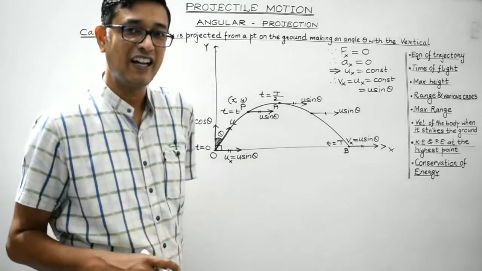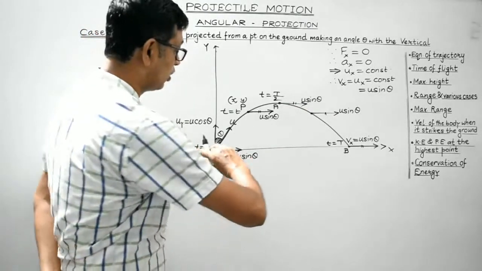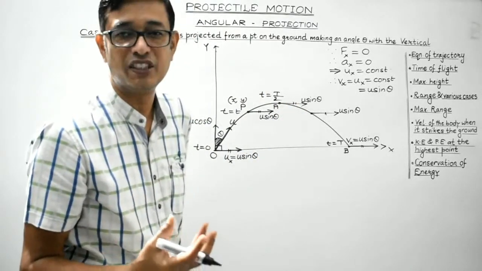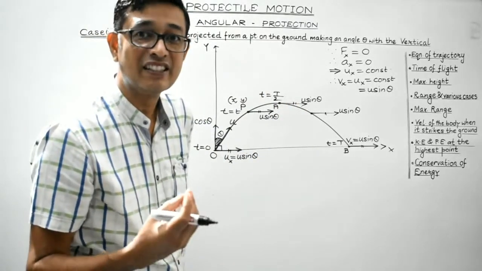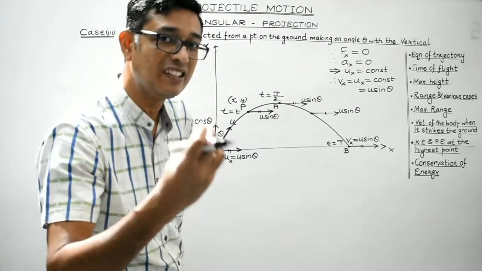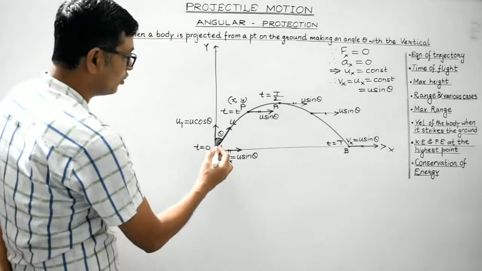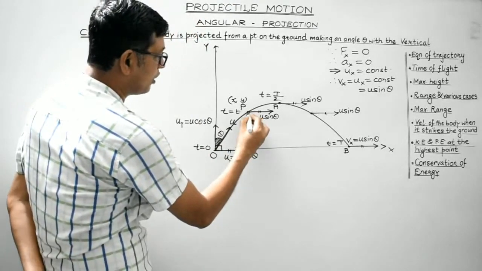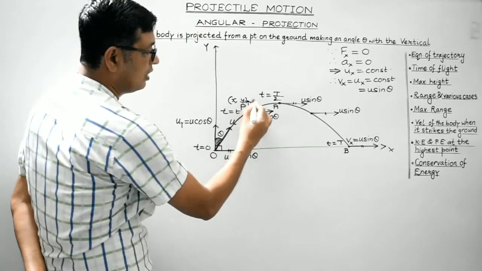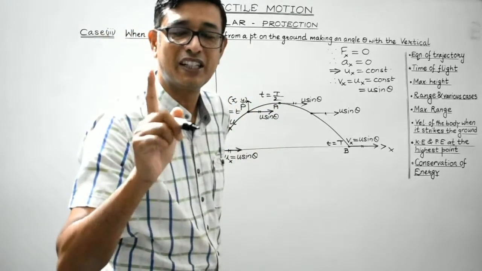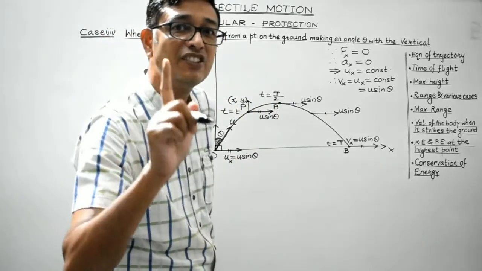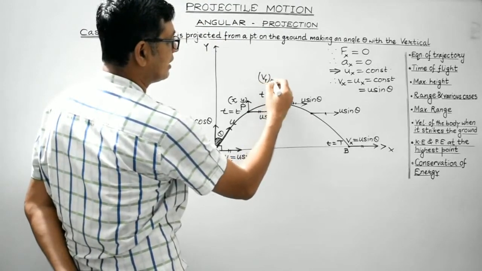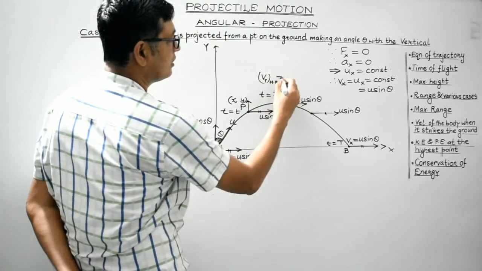While on the other hand, as I stated, if the body is initially moving upward, then ay would be minus g. That is, the vertical component will decrease. Vertical component of velocity will decrease at a constant rate. Therefore, this is uy, right? So here, the vertical component of velocity will get reduced somewhat. At the highest point, the vertical component of velocity is 0. Remember this. The vertical component of velocity at the highest point is 0.